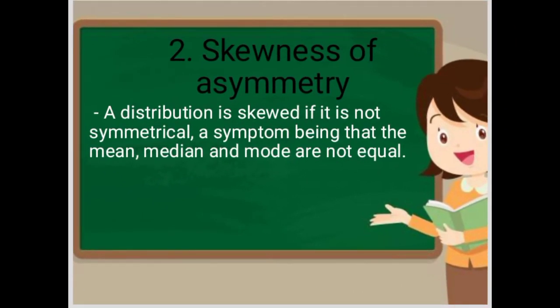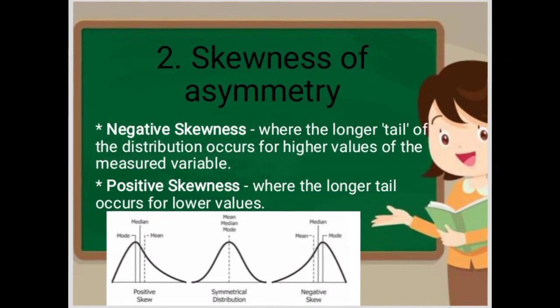Next is the skewness or asymmetry. As we all know, in frequency distribution, we have the normal distribution, or the symmetrical distribution, that is a bell-shaped distribution. And the next is the asymmetrical distribution. Let's further discuss the skewness of asymmetrical distribution. In asymmetrical distribution, we have a negatively skewed distribution and a positively skewed distribution.